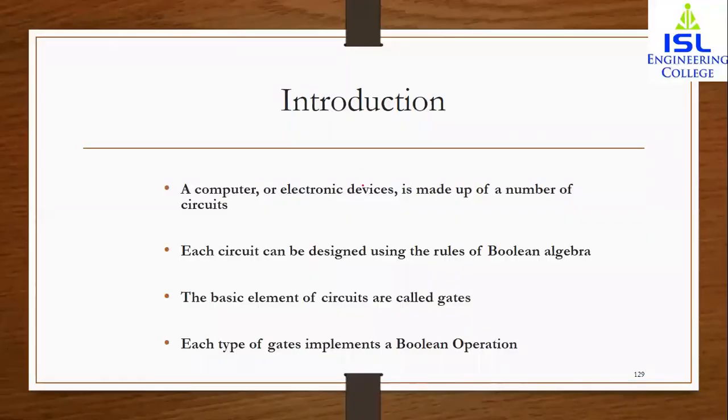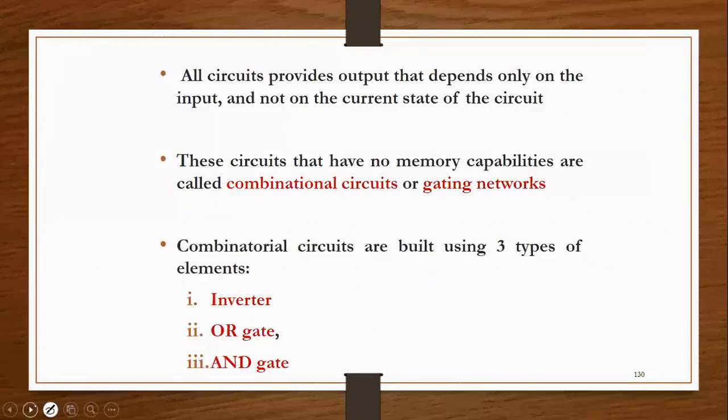So the basic elements of these circuits are called gates. Each type of gate implements a Boolean operation. We will see different types of gates here. All circuits provide output that depends only on the input and not on the current state of the circuit. These circuits that have no memory capabilities are called combinational circuits or gating networks.